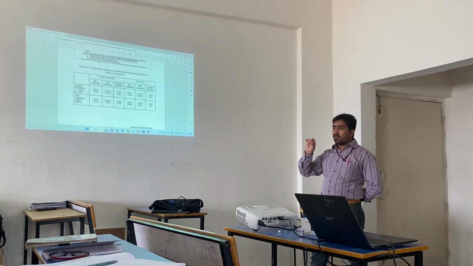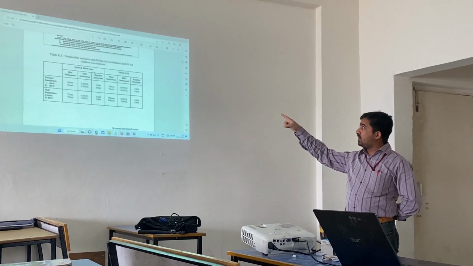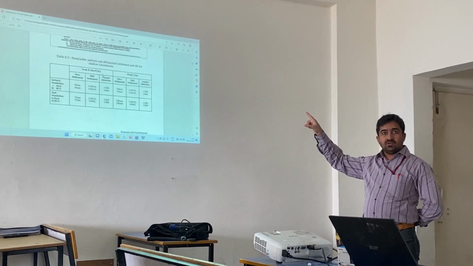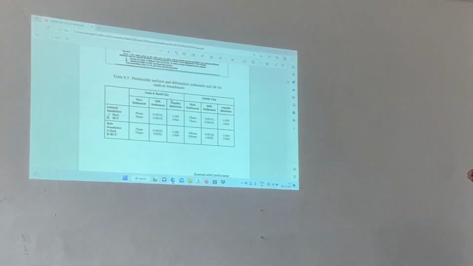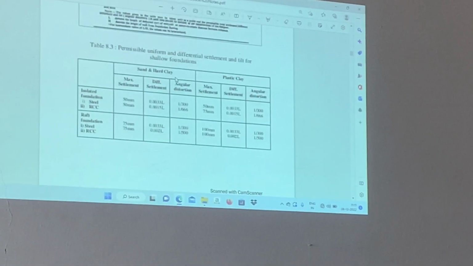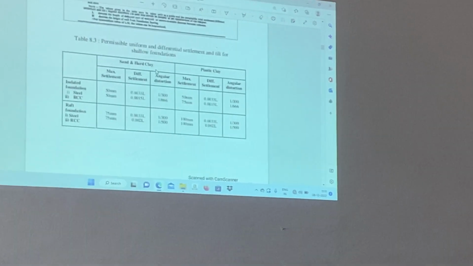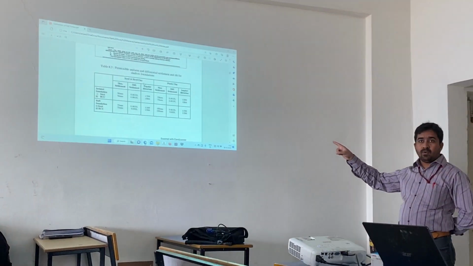How much should the limiting values be for that particular type of soil? One needs to analyze this with the table. Then you can design the isolated foundation. So these are very important examples.